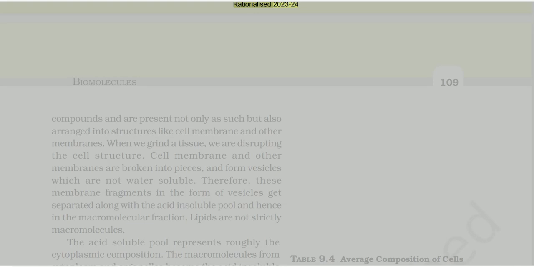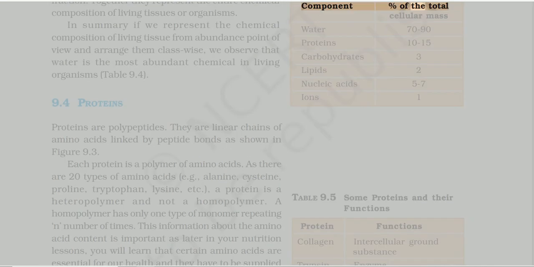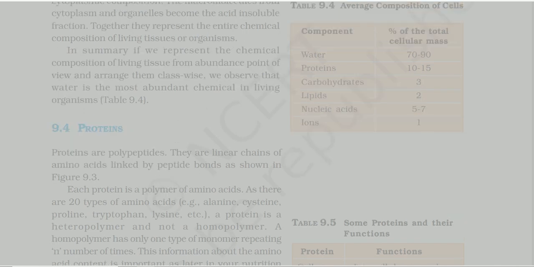Component, percent of the total cellular mass: water 70 to 90, proteins 10 to 15, carbohydrates 3, lipids 2, nucleic acids 5 to 7, ions 1. Table 9.4 Average composition of cells.